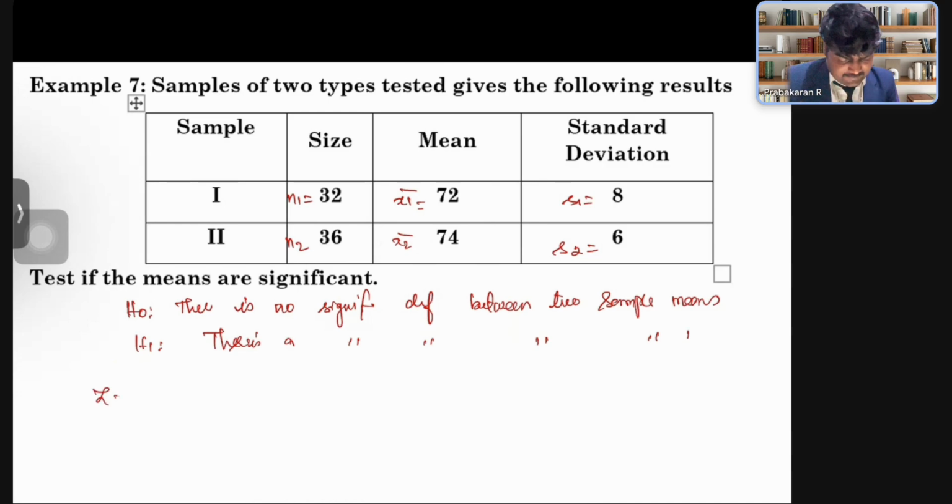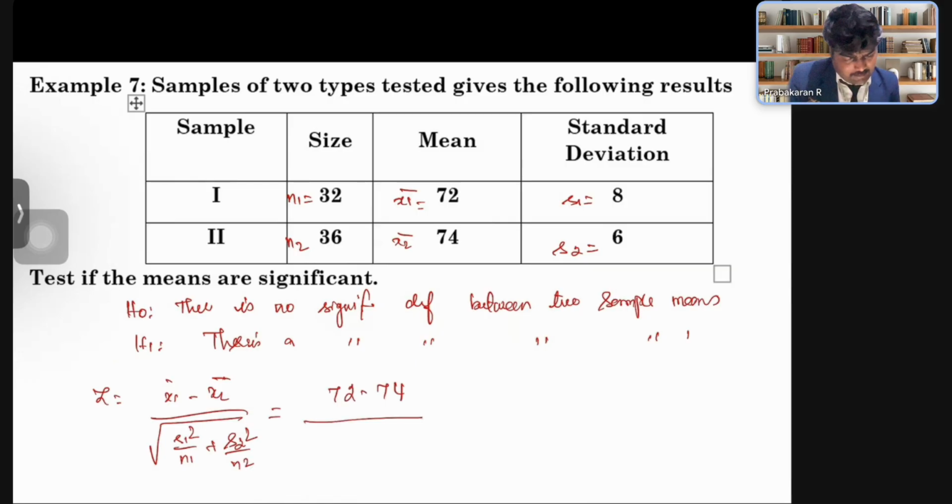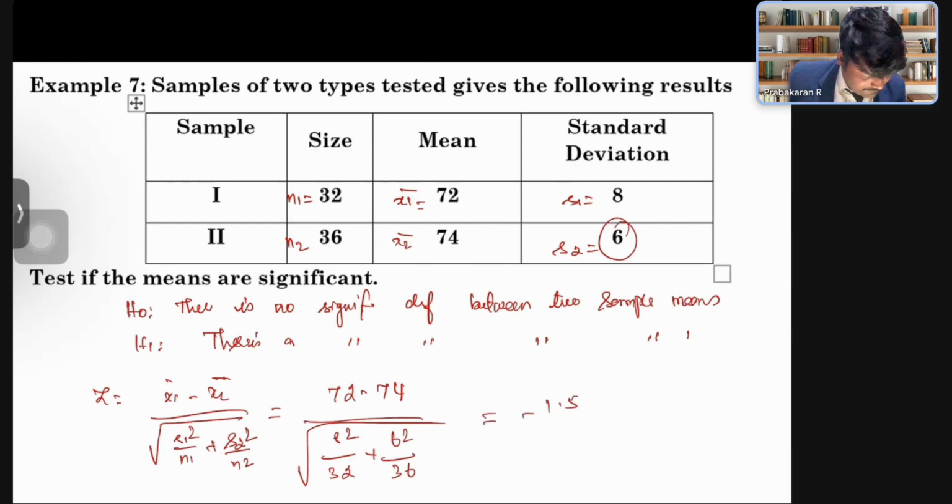So the z test is x1 bar minus x2 bar divided by the square root of s1 square by n1 plus s2 square by n2. The x1 bar value is 72 minus 74, and s1 square is 8 square by 32 plus 6 square by 36. By solving this, just use the calculator, the answer is minus 1.5.